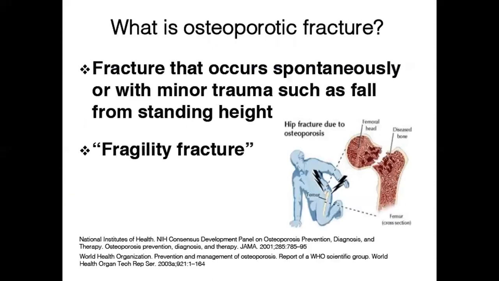So what is an osteoporotic fracture? A fracture that occurs spontaneously or with minor trauma such as a fall from a standing height or a fall from a sitting height. So for example, the patient is just walking in the mall and suddenly slips on water on the floor and falls from a standing height, developing a fracture, then that's an osteoporotic fracture, or what we call a fragility fracture. A fall from a sitting height is also a cause of fragility fracture.